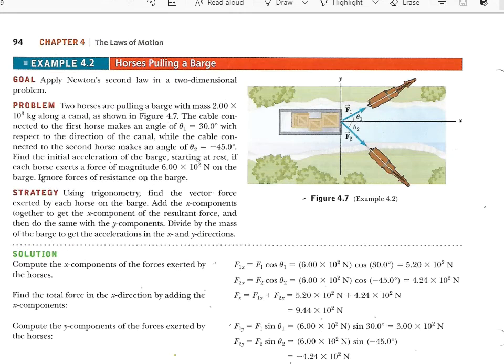Example 4.2. Horses pulling a barge. Two horses are pulling a barge with mass 2,000 kilograms along a canal as shown in figure 4.7. The cable connected to the first horse makes an angle of theta 1 equals 30.0 degrees with respect to the direction of the canal, while the cable connected to the second horse makes an angle of theta 2 equals negative 45.0 degrees.